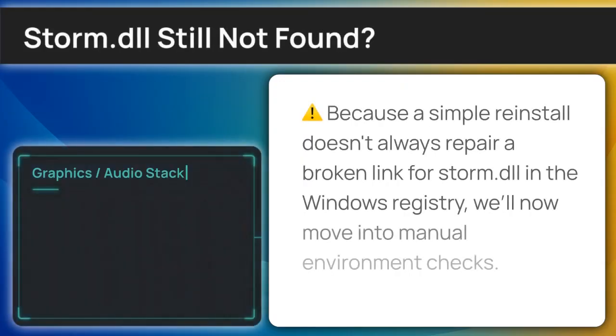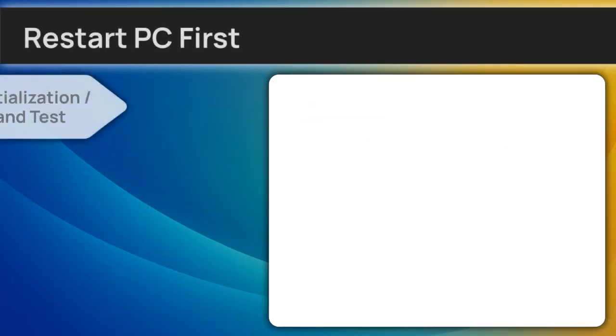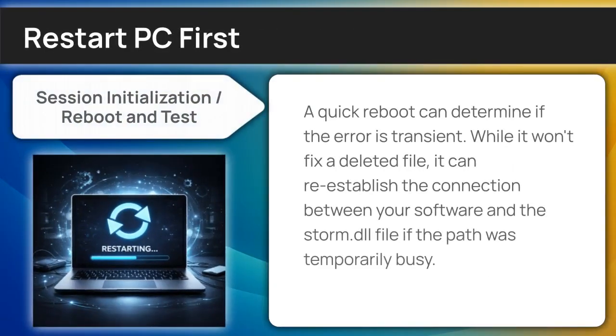If the redistributable repair didn't resolve the pop-up, the next logical step is to analyze the local environment for process conflicts. A simple restart can resolve file-in-use errors that mimic a missing Storm Library message. It's a low-effort step that ensures your operating system starts with a clean execution stack.